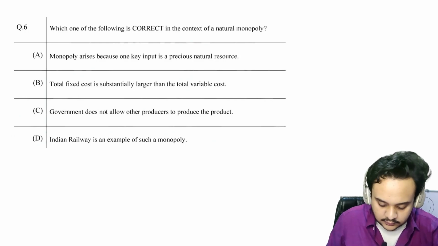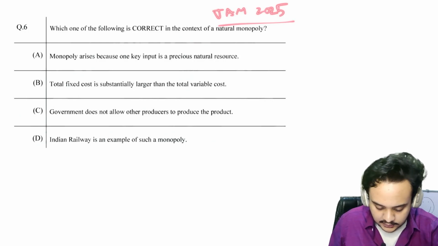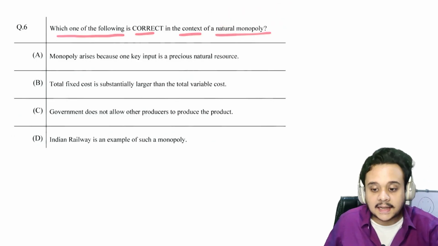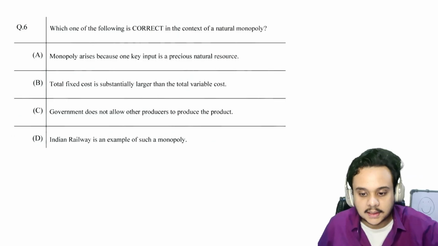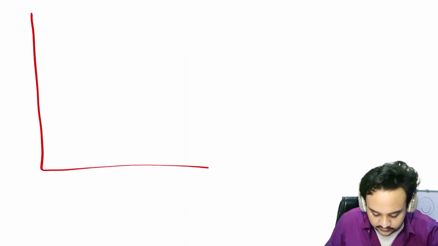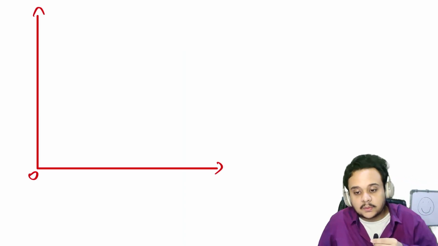This is a question from JAM 2025. Okay, let us read it. Which one of the following is correct in context of a natural monopoly? A natural monopoly. Okay, so before we read the options, let us try to understand what a natural monopoly is in the first place. You will see the graph and understand, break down what we understand from the graph.